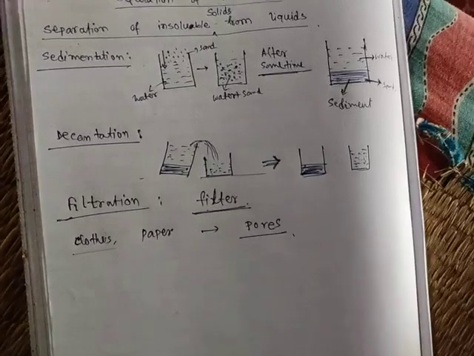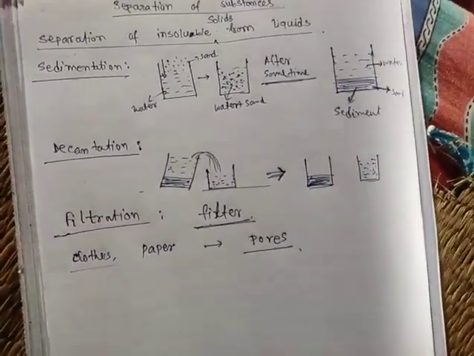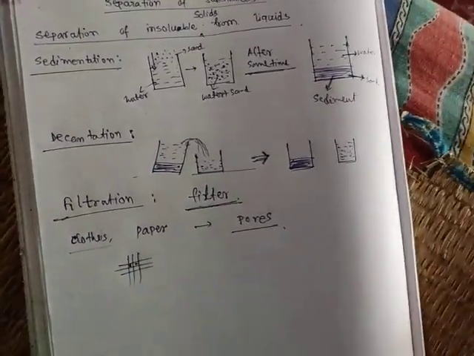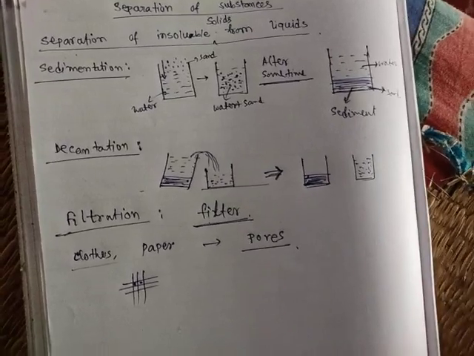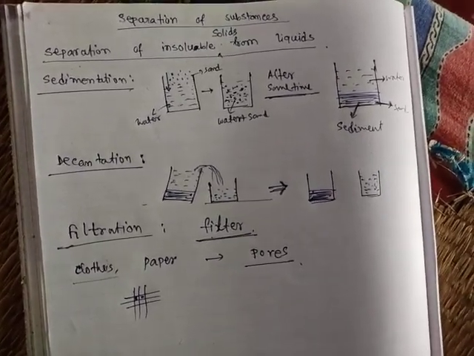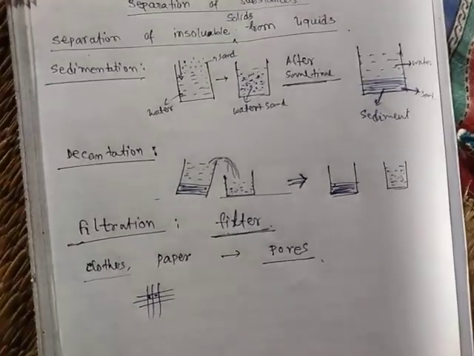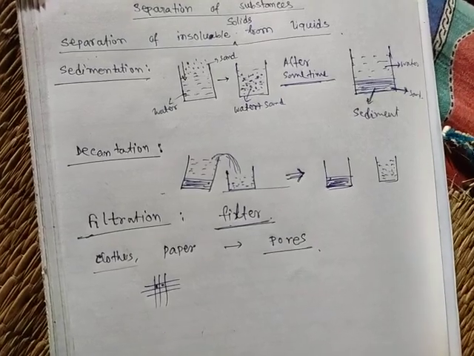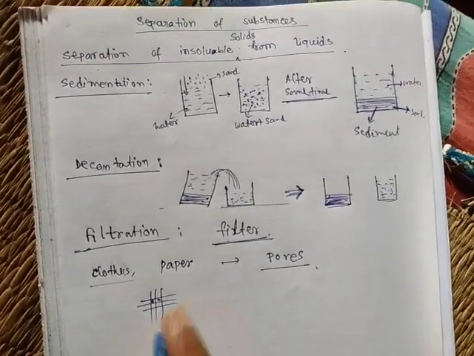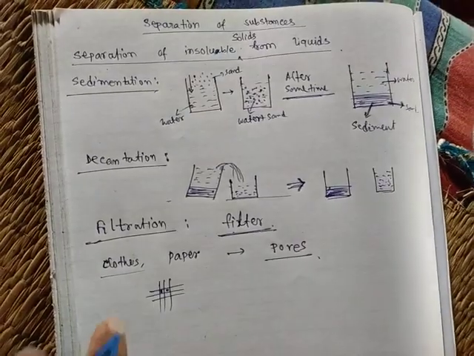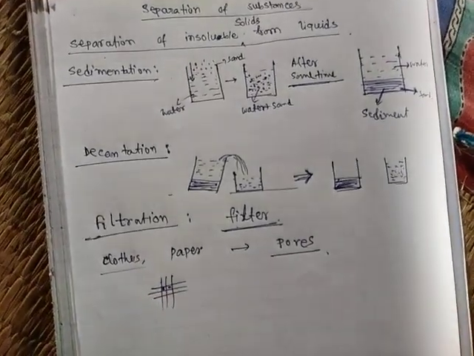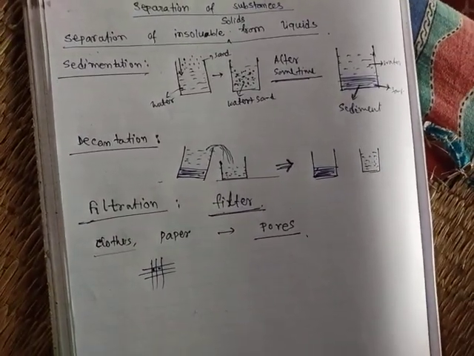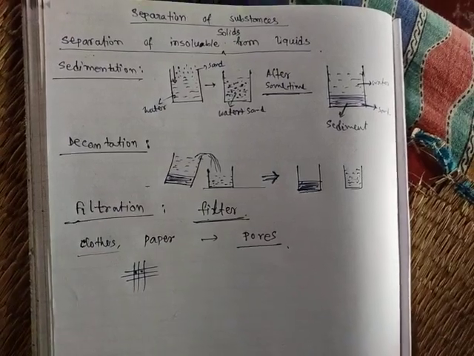Suppose this is the size of the pore. If the size of the pore is smaller than the size of the solid particle, then what will happen? The solid particle cannot pass through it, but the particles of the liquid are smaller than the pore size, so the liquid can pass through easily. So we can separate the solid and liquid easily. So understand what is filtration.